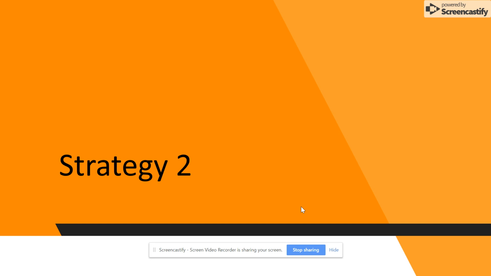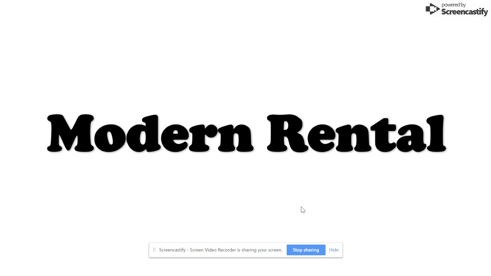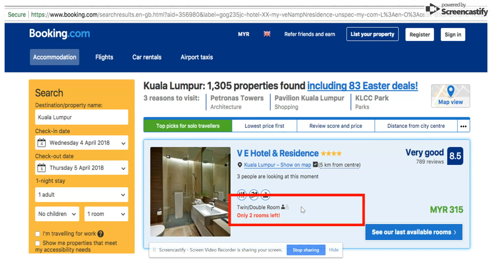Now, what is strategy two? Strategy two is where we implement a new way of rental. The conventional way, we use the long-term rental. The new method, which is what we call modern rental or short-term rental, or in layman's terms, Airbnb equivalent, we are able to get a higher rental yield. So let's take a look.